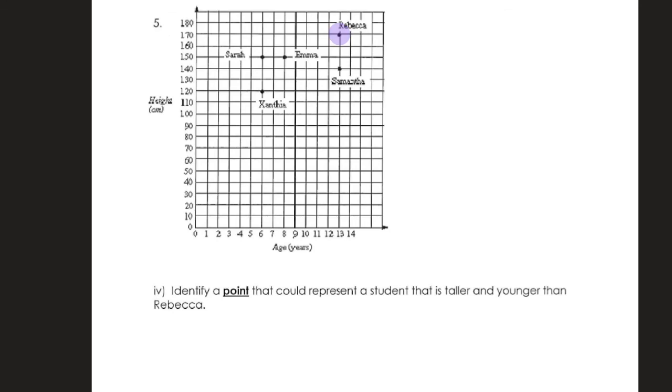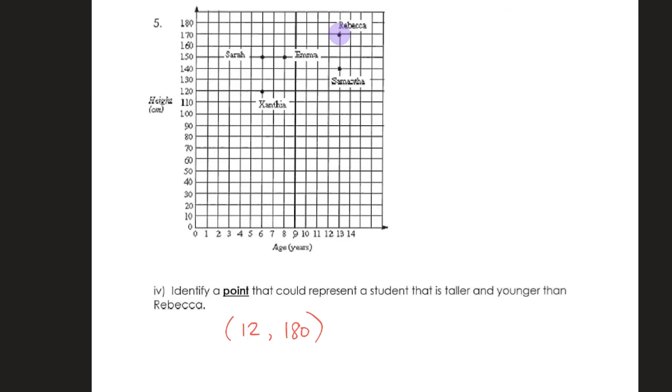Okay, and we're back. So for me to go through somebody that would be taller and younger, well, right now I notice Rebecca is 13, so maybe I've got somebody who's 12. Rebecca is 170 centimeters tall. I need somebody taller, so maybe I go 180. I would have expected that to be a pretty common answer. Now, that's still pretty unreasonable. I'm going to argue that 180 centimeters, if I was to convert that, is 5'10", almost 5'11". That's a pretty tall 12-year-old.